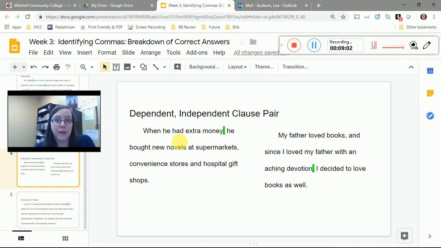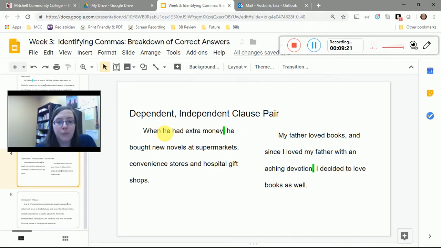And an independent clause has a subject and a verb and can be its own sentence. There's nothing that relies on anything. So if we're transitioning into looking at the dependent-independent clause pairs, and why the dependent clause is not an introductory phrase, we can think about it this way.